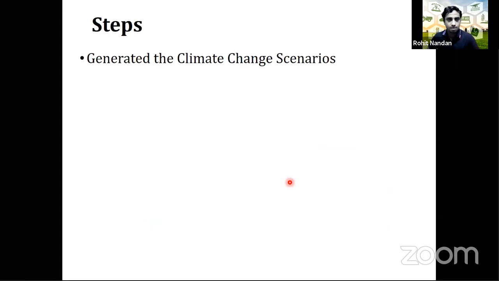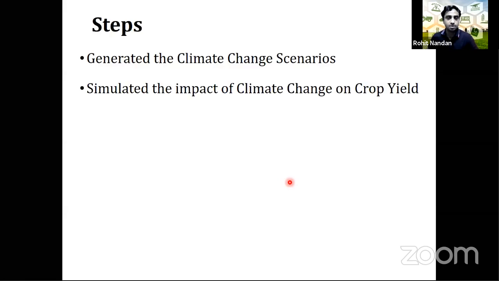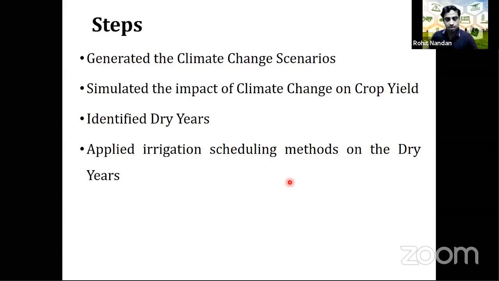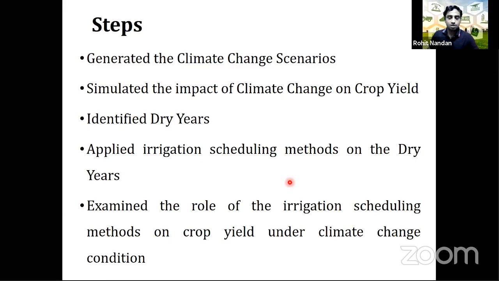For that, I generated the climate change scenarios using the weather generator, then simulated the impact of climate change on profit using the MLCAN model, which I discussed earlier. Then I identified the dry years, applied the irrigation scheduling on dry years, and examined the role of irrigation scheduling, and which irrigation scheduling methods perform well in the changing climate.